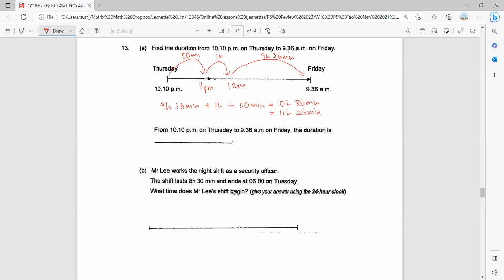Okay, so first, we have the end time, right? Which is 0600, which is 6 a.m. on Tuesday. You need to go back by 8 hours, 30 minutes. Let's go back till we get 12 a.m.